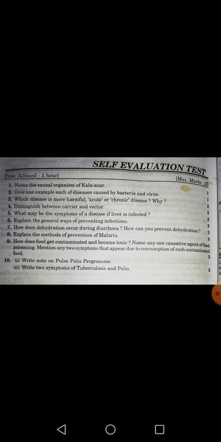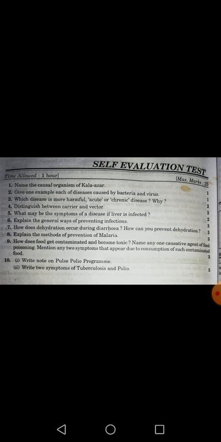And the next question, how does food get contaminated and become toxic? So actually food gets contaminated by the action of various bacteria as well as viruses, okay. While the bacteria or viruses are mixing with the food particles, they produce certain chemicals, and these chemicals are making our food contaminated or toxic, okay.